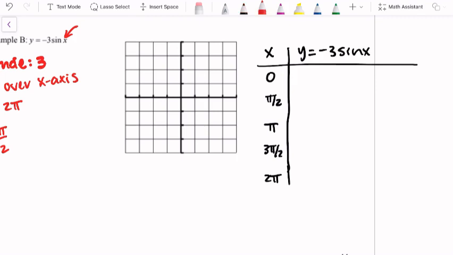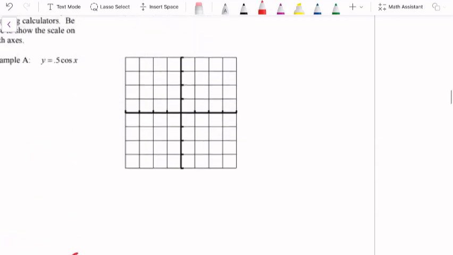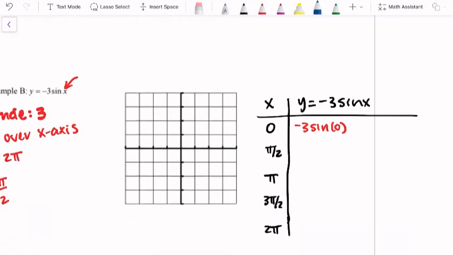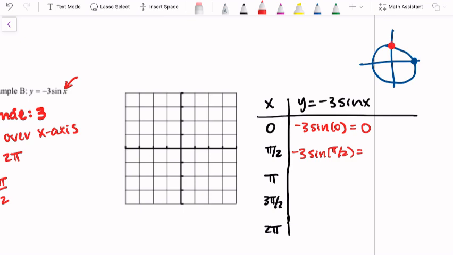Okay, let's plug in these values. So I'm going to have -3 times sine of 0. My unit circle's up here, but we should kind of have these memorized. I just like to draw myself this. Okay, so sine of 0 is here. What's our y value there? Our y value is going to be 0. If I plug in pi over 2, I'm going to have -3 times sine of pi over 2. Pi over 2 is up here. Sine is 1 there, so it's -3 times 1. Plugging in pi, I'm going to have -3 times sine of pi. Pi is right here, so sine of pi is 0.